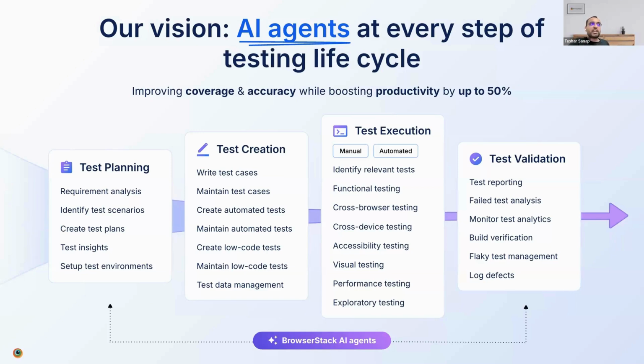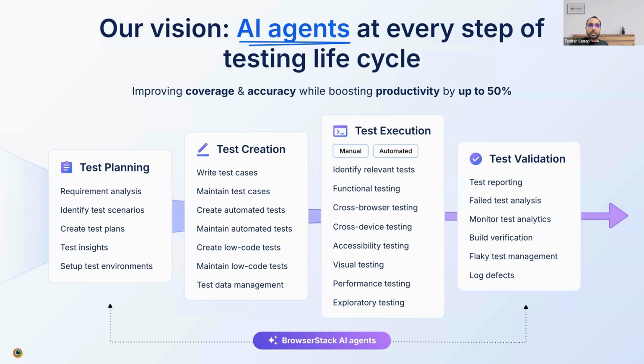Moving on to the next one, test creation. We have AI agents writing test cases, maintaining test cases, and entire test management. We are building AI agents on that front. In test execution, we are building AI agents in both manual and automated test execution, right from test selection to accessibility testing, visual testing, cross-browser testing, performance testing. We are building agents in each and every workflow of the testing lifecycle which does the execution part. When I say execution part, you state the goal, you state what you want to do, and the agent will get it done, right?